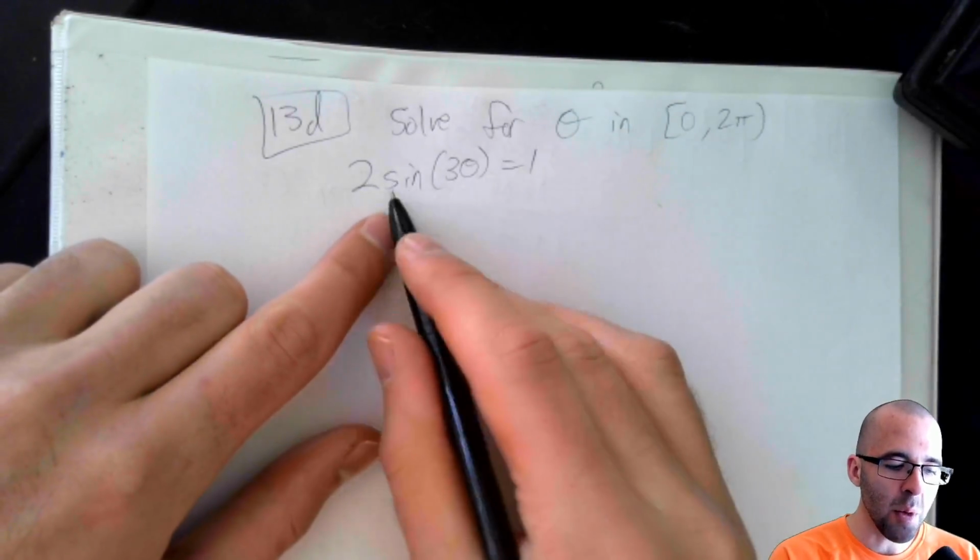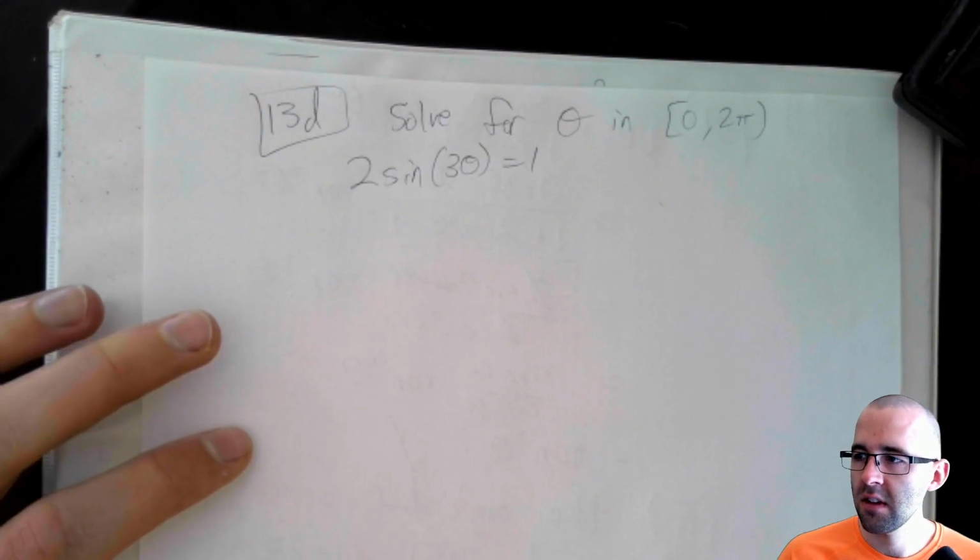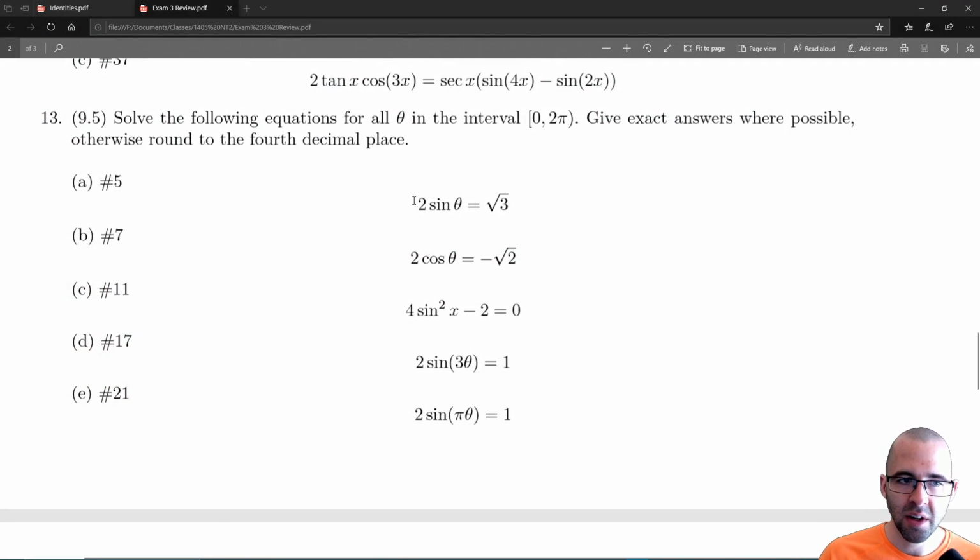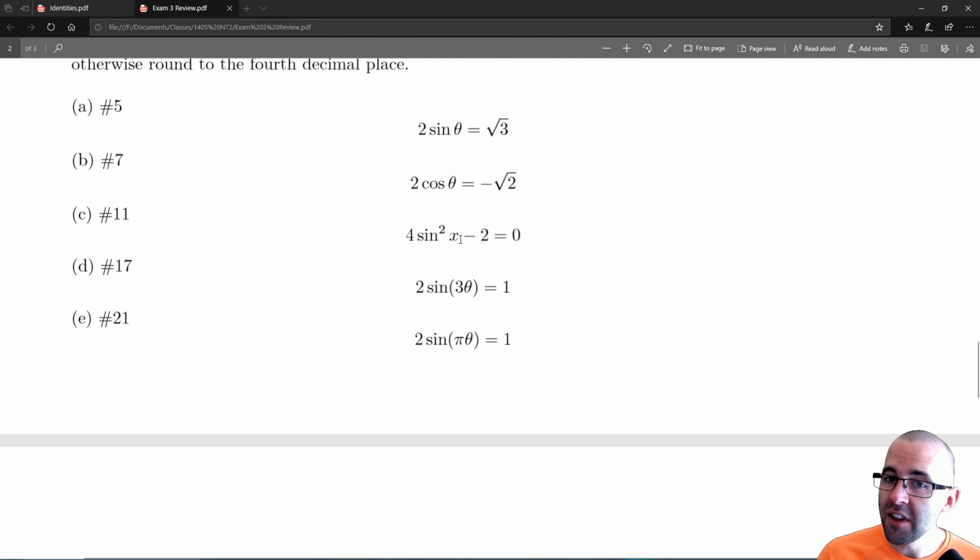Again, first step is always solving for the trig function, right? So this one, you divide both sides by 2. You want to get that trig function by itself. This one, you add 2, then divide by 4, and then take the square root. And remember, when you take the square root of both sides of an equation, you need a plus or minus. That got some people on the quiz.